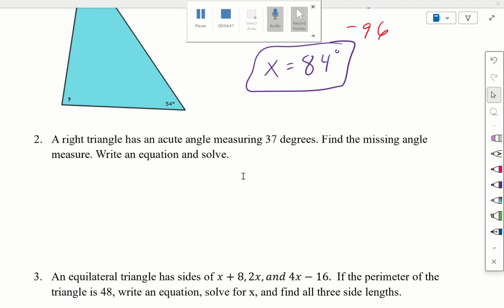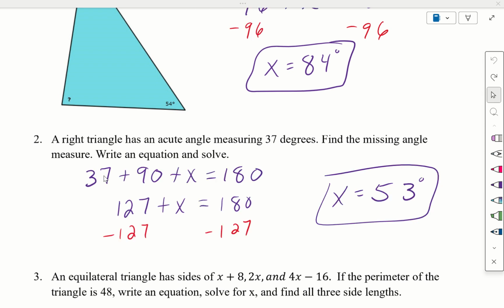Take a look at this one. A right triangle has an acute angle measuring 37 degrees. Well, we know one of the angles is what? It's a right triangle, so one of the angles has to be 90, and we know one of the angles is 37. Find the missing angle measure. Write an equation and solve. So call the missing angle x or some other variable, write an equation, solve for the missing variable. Pause the video now, give this one a shot.